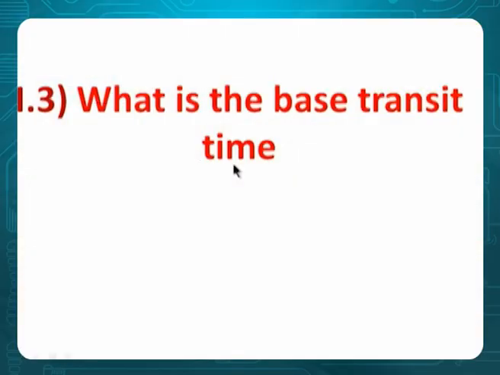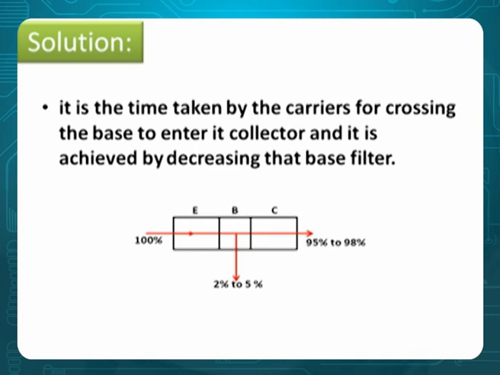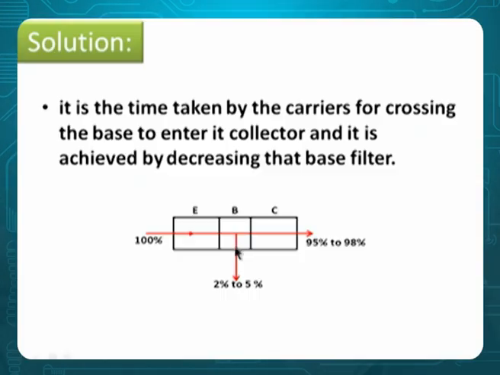Third question: what is base transit time? It's the time taken by the carriers to cross the base and enter into the collector. So we need to see that they go very fast into the collector. That's why we normally make the base small, to decrease the time. That's the base transit time.